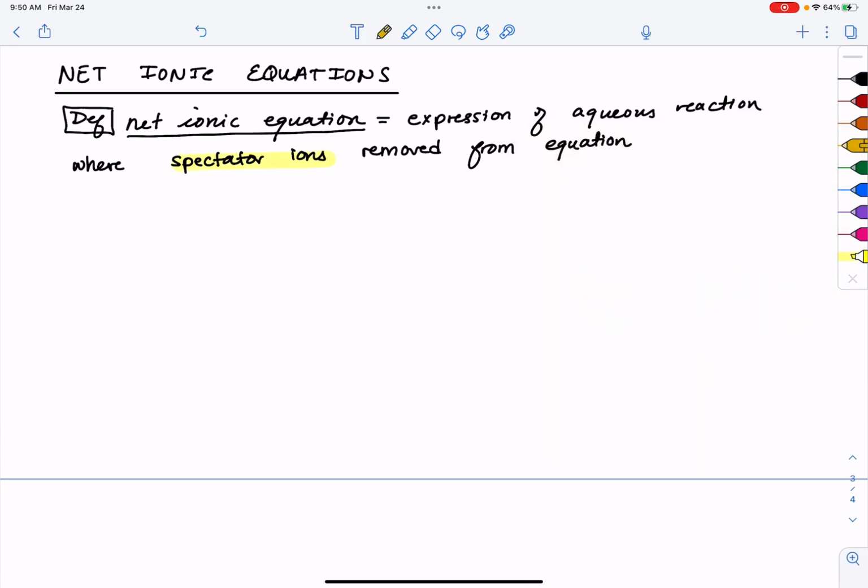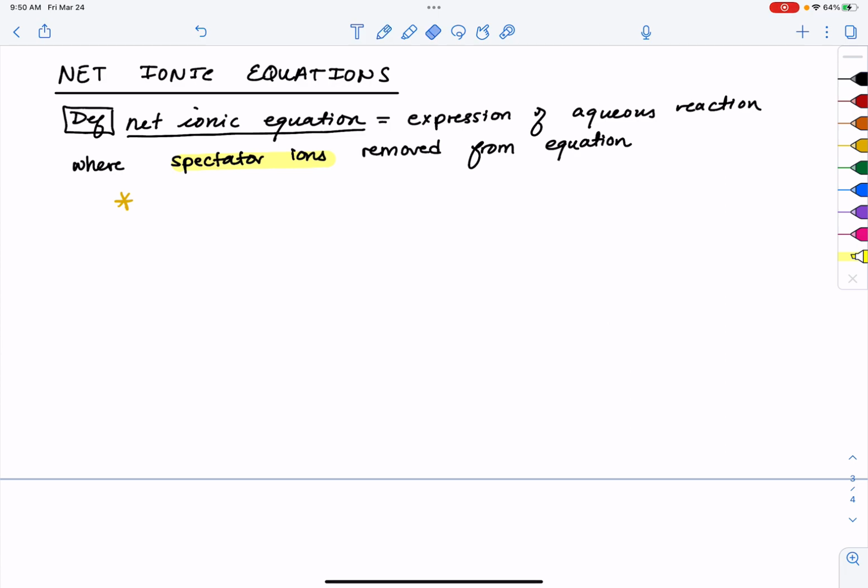Let's think about where you've heard this word spectator before. So let's say that you're at a Giants game, and if you're a spectator at a Giants game, you are not down on the diamond playing ball with the Giants, right? You are not directly involved in the interesting thing that's happening at that Giants game. You're just hanging out. You're there, you're present, you're observing what's going on, but you are not an active participant. So a spectator ion can kind of be thought of the same way.